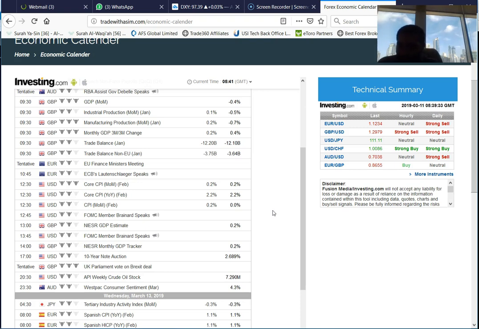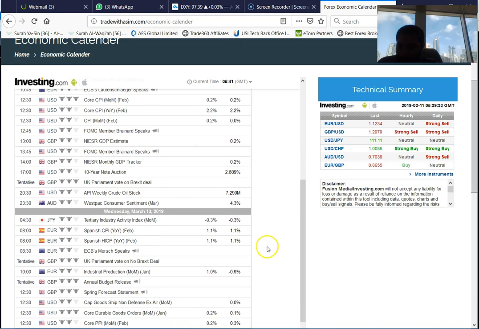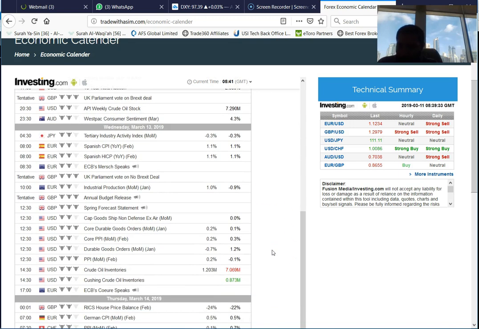There is not much more important news, but the most important news that might cause volatility in the British pound pairs is that the UK Parliament will vote on the Brexit deal. So we might see great and huge volatility during this week. On Wednesday, we have got some important news.